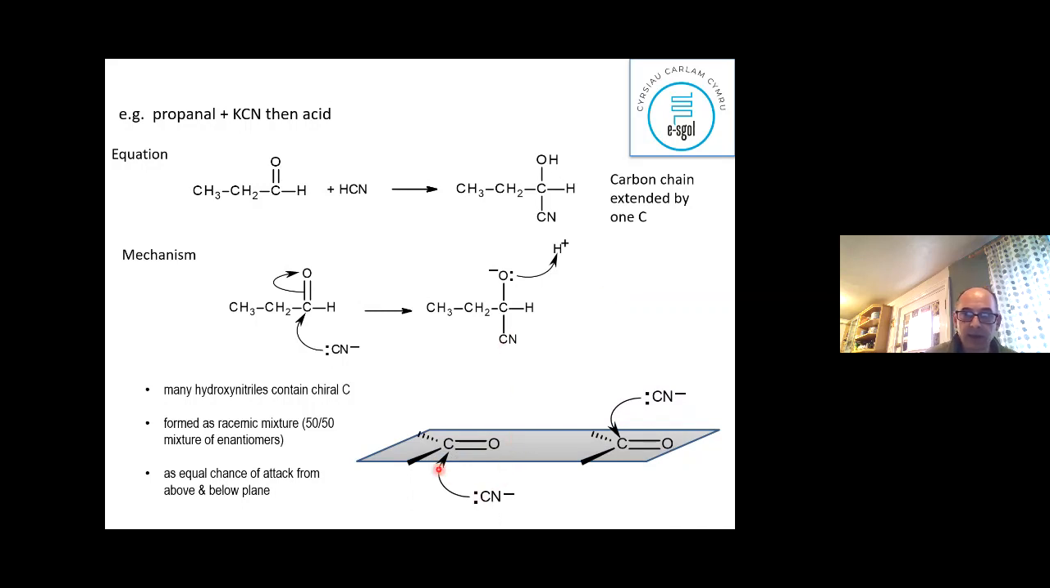So here, I can attack from underneath the molecule or above the molecule. It's formed as a racemic mixture. In other words, it's a 50-50 mixture of the optical enantiomers, so there are equal moles of each optical isomer. It forms a racemic mixture, which has no effect on polarized light. If there's more of one enantiomer than another, it will rotate polarized light, which is an indication of optical isomerism. There is an equal chance of attack, as I said, from above and below the plane of the carbonyl group.